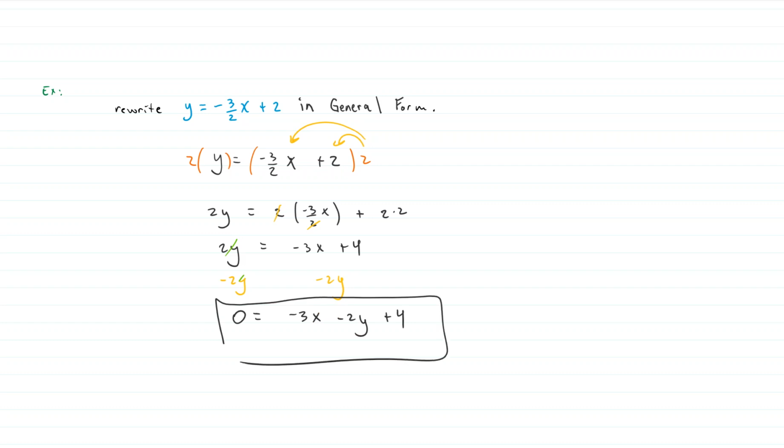Everything is on one side of the equation, the x, the y, and the constant, the non-zero constant, and I have 0 on the other side of the equation. By the way, this is also the same thing as negative 3x minus 2y plus 4 equals 0. You could put the 0 on the right or the left. It's the same thing.